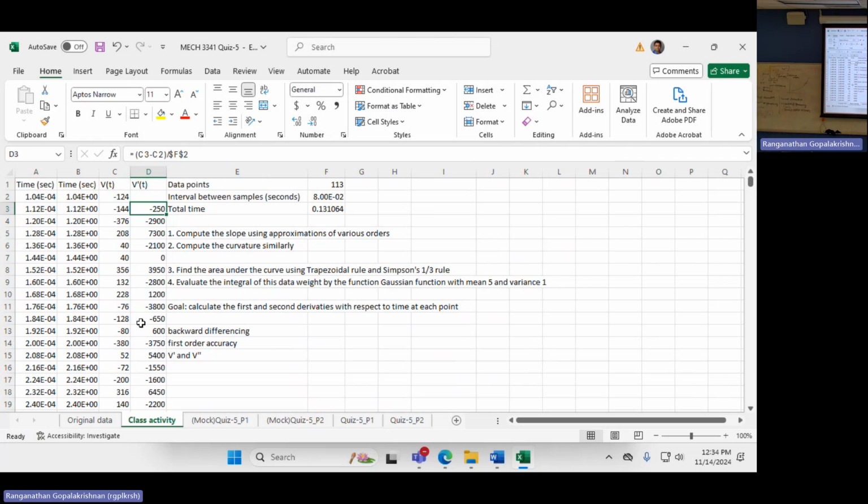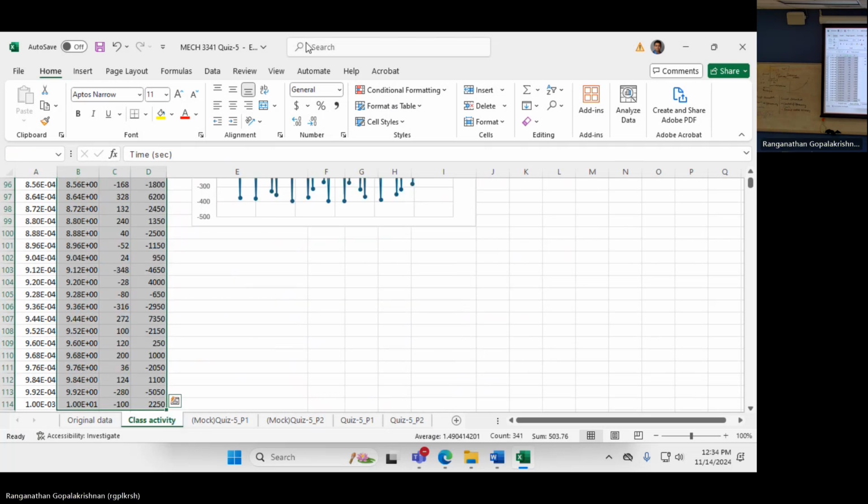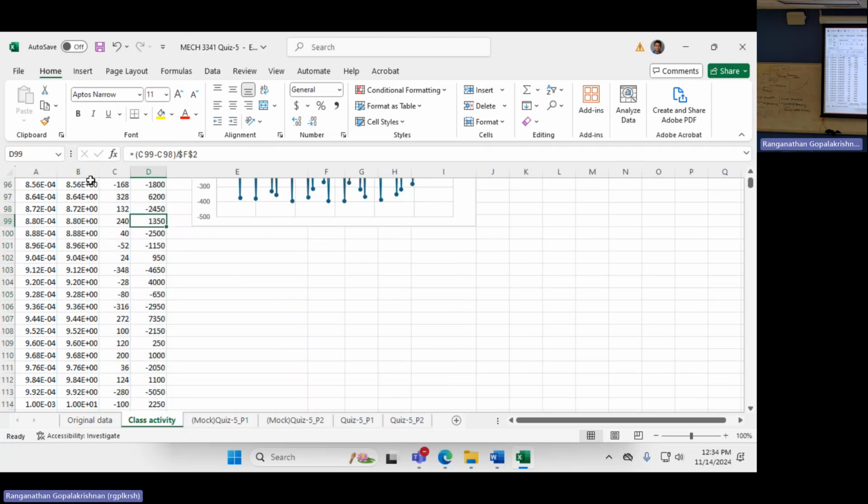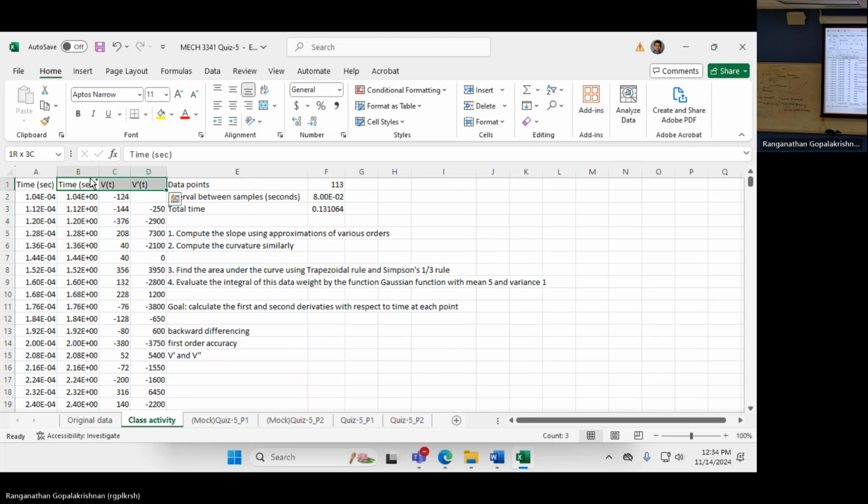Okay. So first step is we will want to plot. We want to plot these two quantities. Maybe we'll plot them separately. Let's plot.